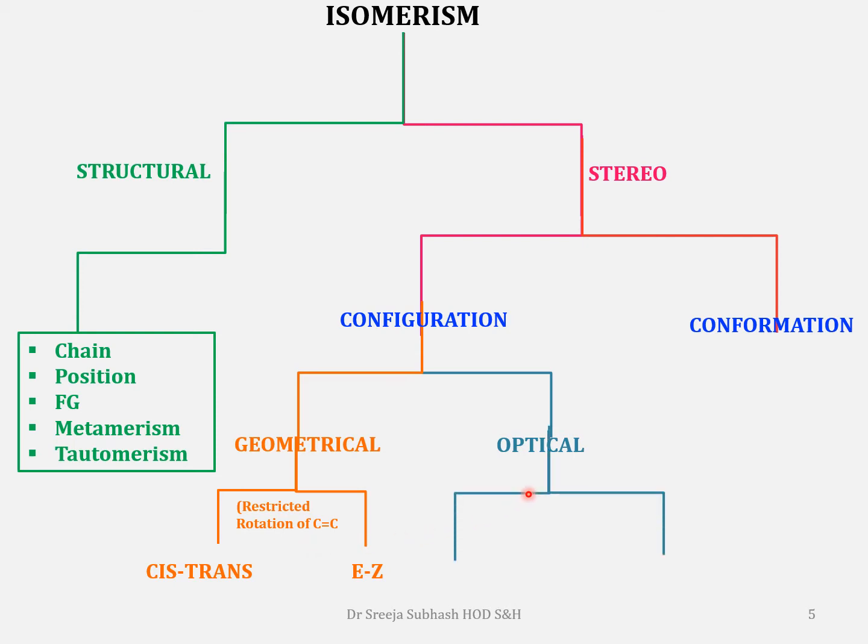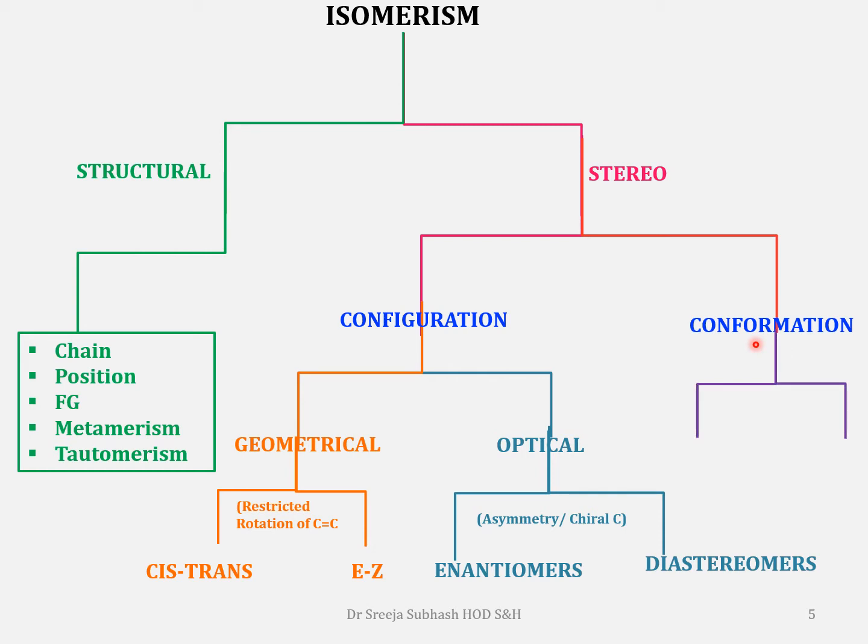Moving on to optical isomerism. This again can be of two types. The isomers can be classified as enantiomers and diastereomers. This isomerism is mainly because of the asymmetry of the molecule, or presence of a chiral carbon atom, or non-superimposable mirror images.